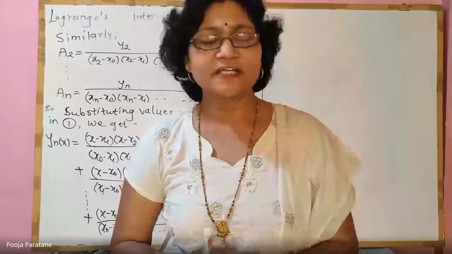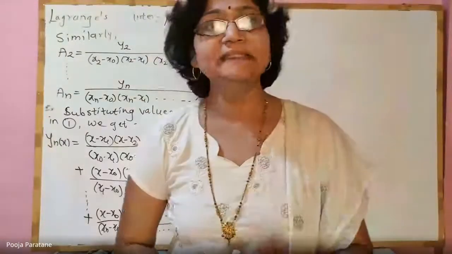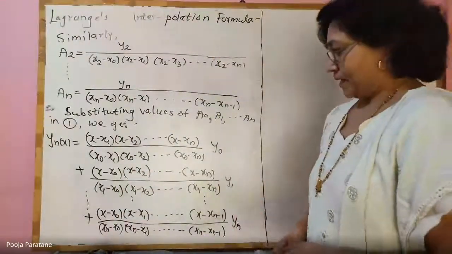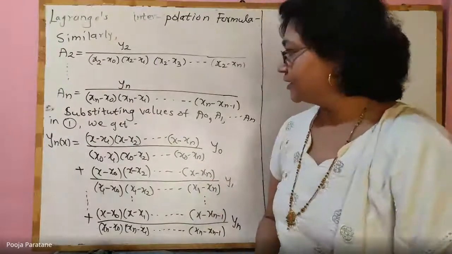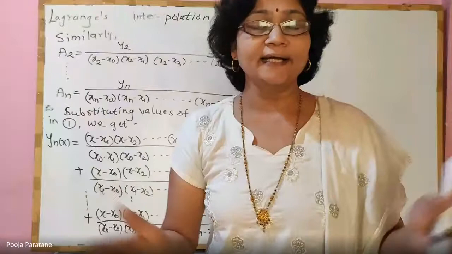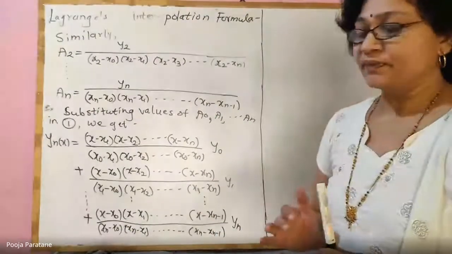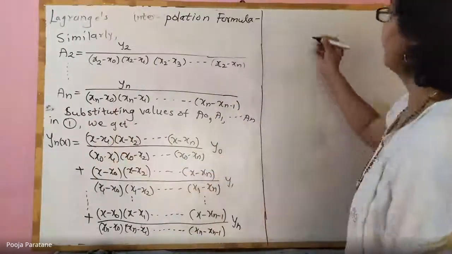So let us first complete Lagrange's interpolation and the examples related to this formula. Now, in order to remember this formula and to write it shortly, let us write the formula in the form of some Li term. So I will define this term as Li.